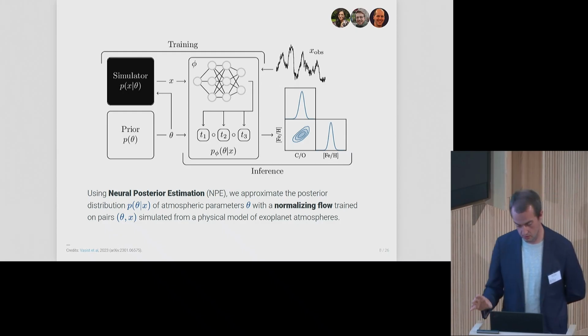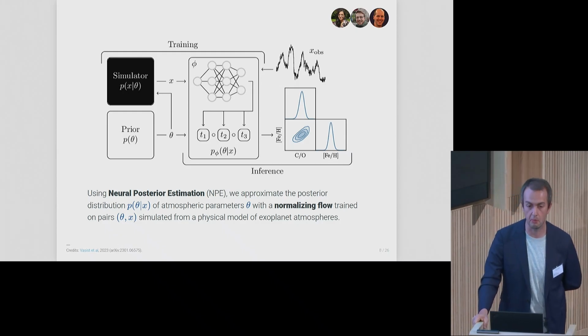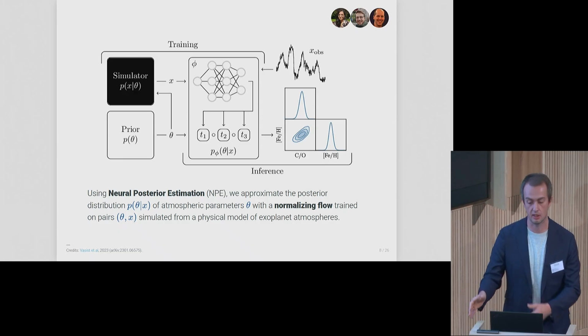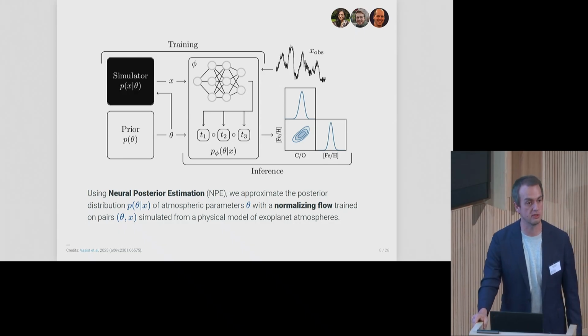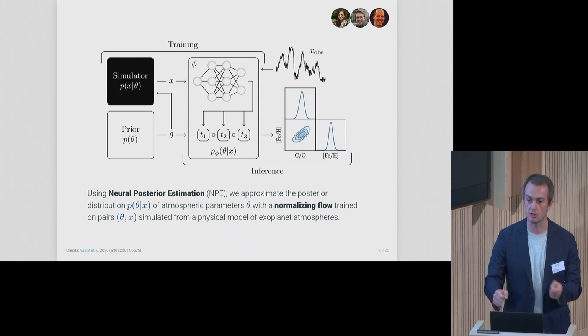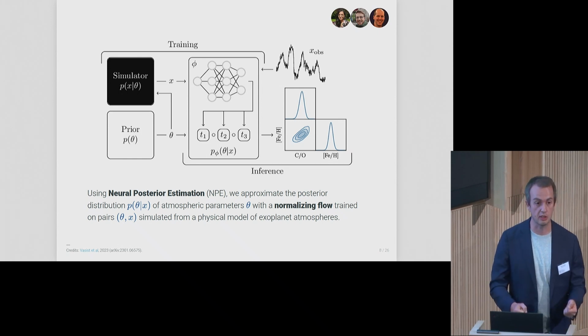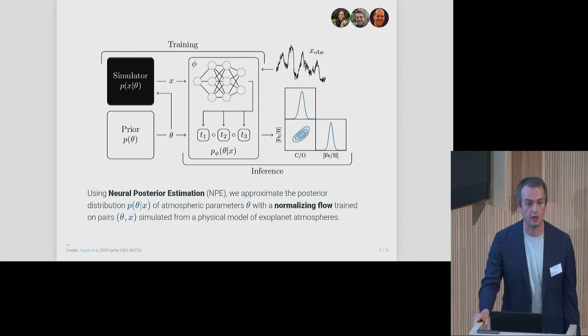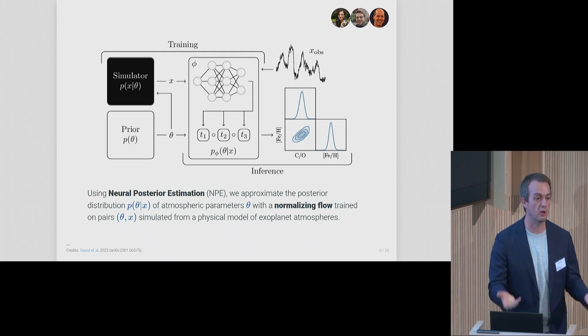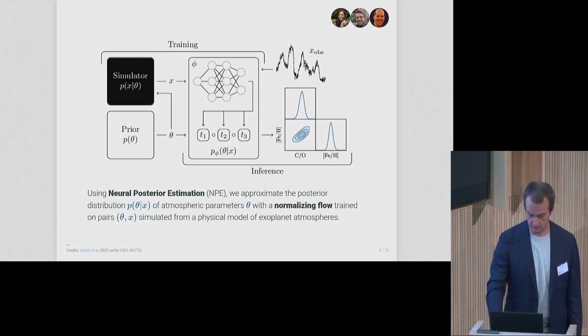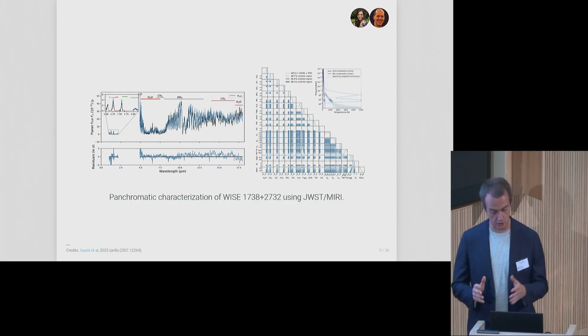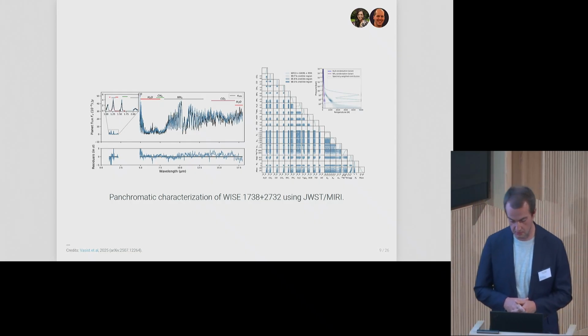And how do we make this happen? Well, it's quite simple. You train a normalizing flow on pairs of model parameters and synthetic spectra, which you obtain by simulating from a physical model, in this case of exoplanet atmospheres. Once you have trained this normalizing flow, you can inject the actual spectrum that you observe as input and obtain directly, in just one forward pass through the network, the entire posterior distribution, or at least an approximation of that distribution. So this is what we did, and which we applied to that observation.